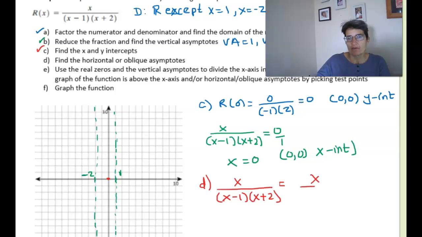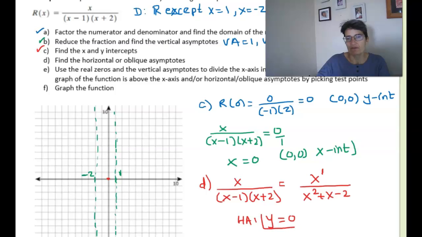So let's expand the bottom out. We have x in the numerator, and in the denominator x squared plus 2x minus x minus 2. So we compare the degrees of the leading terms. The degree of the leading term on the top is 1. The degree of the leading term on the bottom is 2. Because the top is less than the bottom, we're going to have a horizontal asymptote at y equals 0.